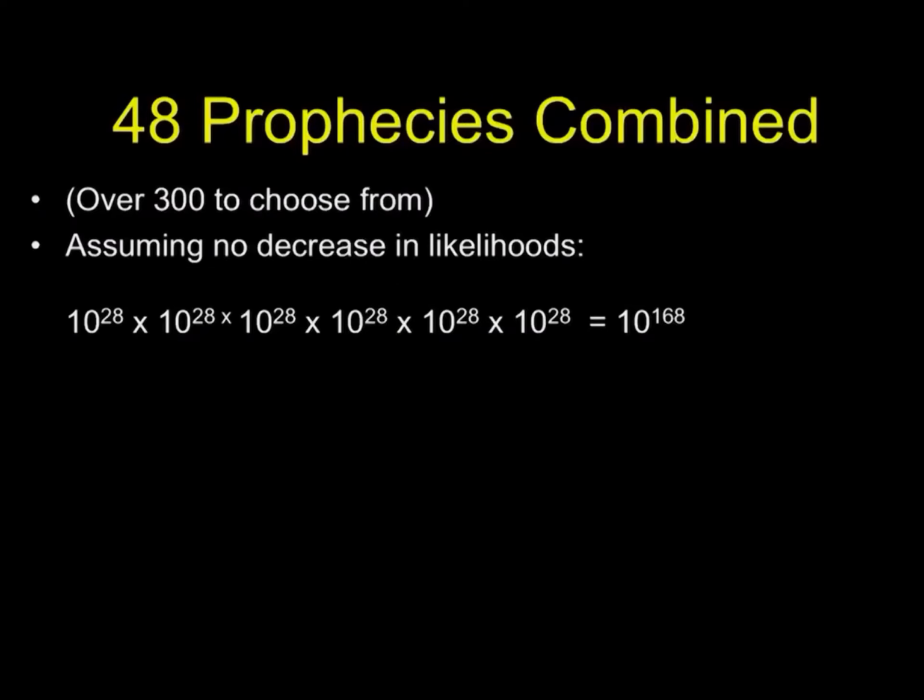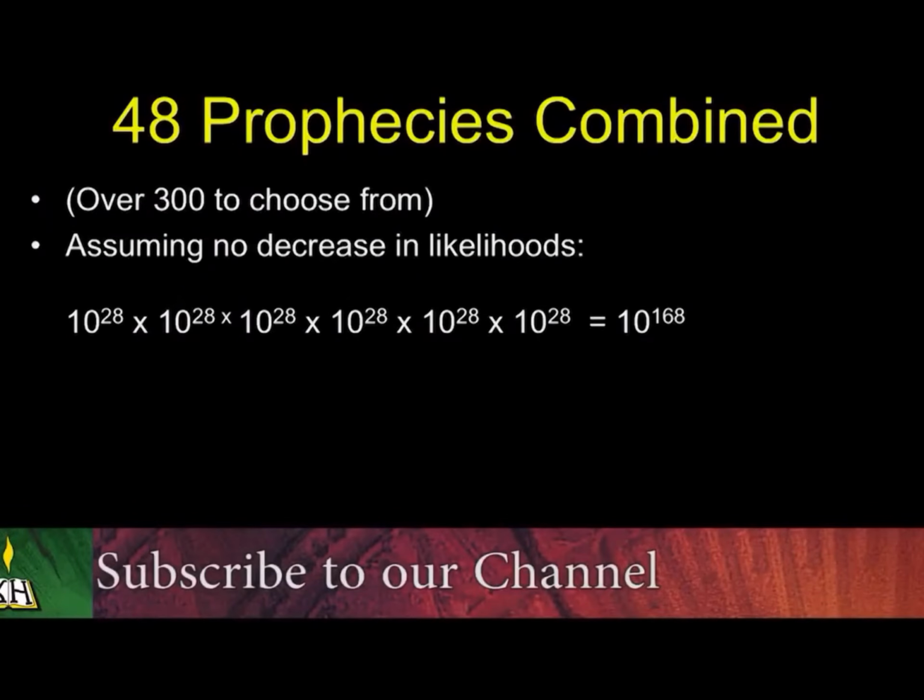I'll go to 48. Bear in mind, I've got 300 to choose from, but I'm going to reach a little further. And I'm going to, again, assume there's no decrease in likelihoods. Actually, I can find prophecies there that are so rare they stand on their own in terms of this kind of analysis. But let's just assume that the rest of them, to make up 48, are no less likely than the first 8 we picked. Well, that's 10 to the 28th multiplied by itself 6 times, or 10 to the 168th. And now I have to subtract my 10 to the 11th out of there, so that's 10 to the 157th. That's a pretty big number.